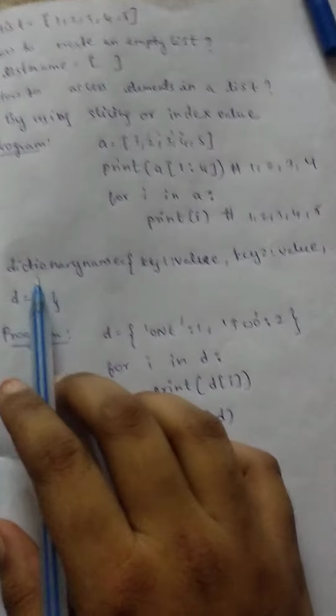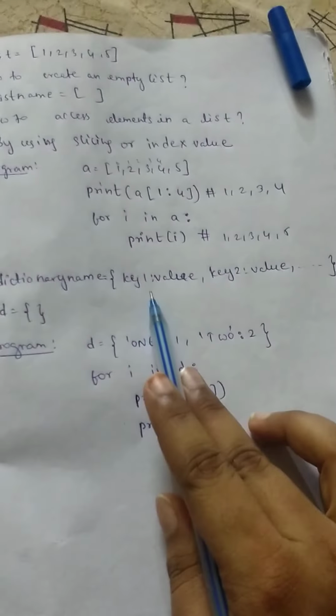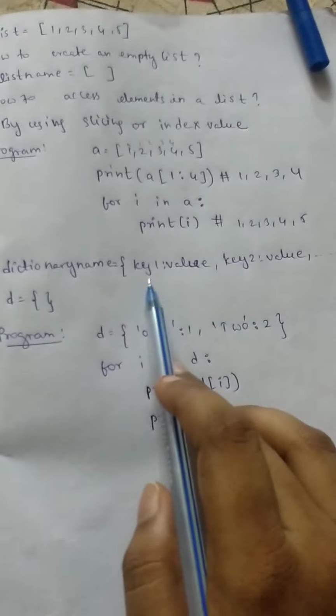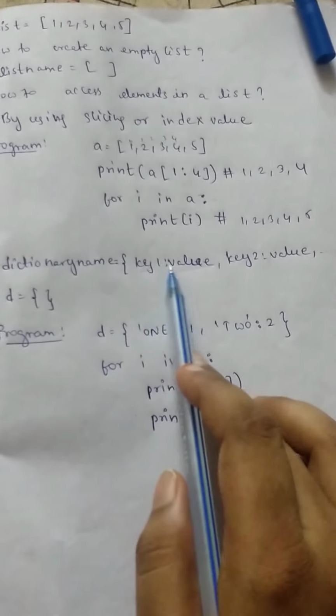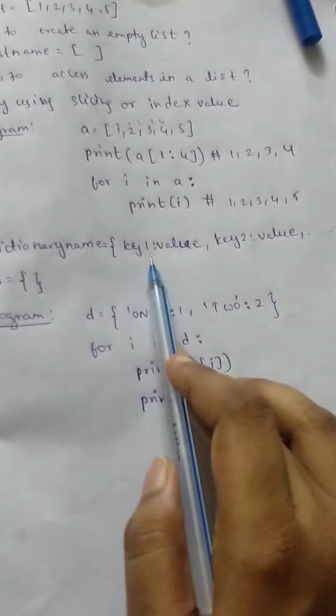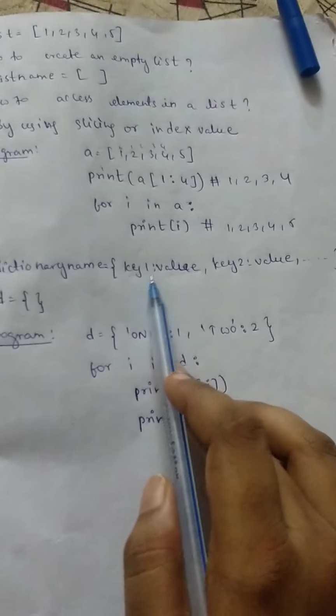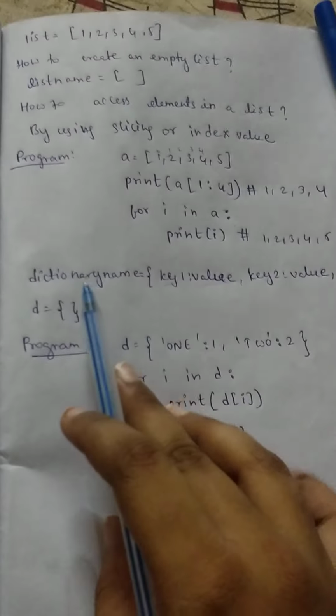Now I have told you that dictionary contains key value pairs. The first element is called key and the next element is called value. Both key and value are separated by colon. If there is more than one key value pair, each is separated by comma. Now I am going to tell the syntax of how to create a dictionary.